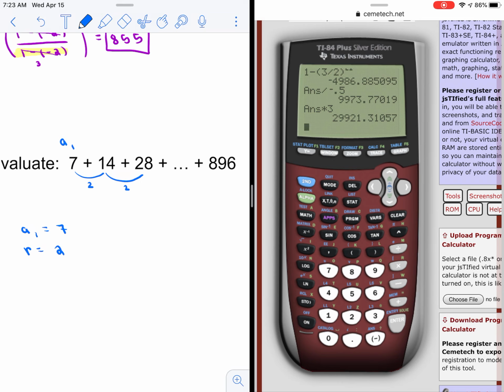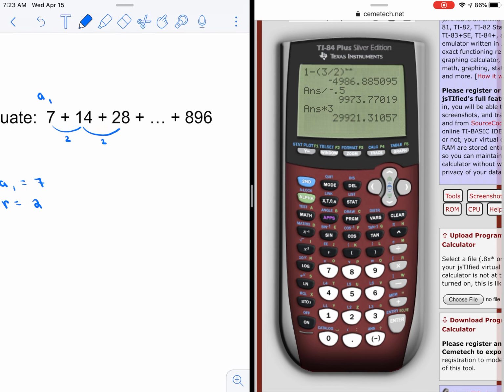The kicker here, though, is how many terms is this? How many times do I multiply by 2 in order to get this 896? And that's where we encounter a problem. Well, that's where you're going to use what we've learned. If you think about this, we want to find out how many times we multiply by 2 to get this 896. Well, let's set up an equation. We want to find how many times we fill in n to get this 896.